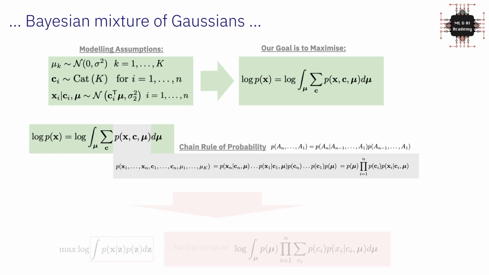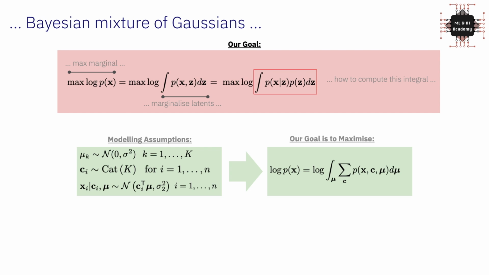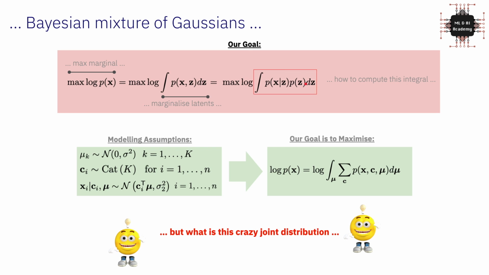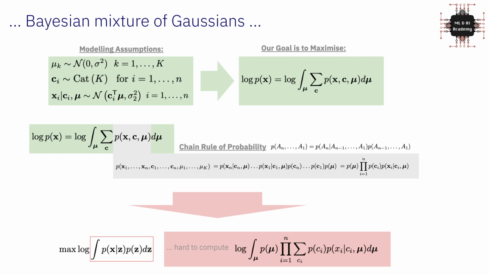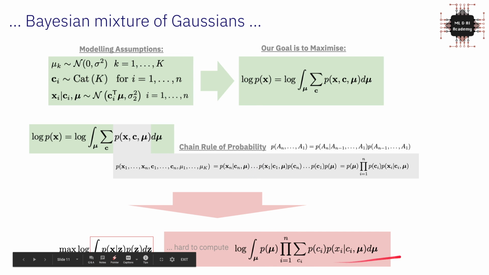Remember, we started from the idea that we want to maximize our marginal. And we said in order to maximize the marginal, we assumed there's some latent structure. So we said, okay, what we're seeing as the marginal is just the marginalization of the latent variable. Then we said, using Bayes' rule, I can write it like this. However, this is very hard to compute. And we gave the example of the Bayesian mixture model where we saw that this integral can become really, really messy, and that's really hard to compute.